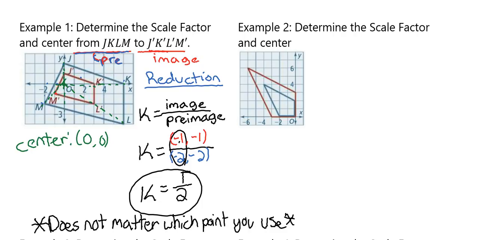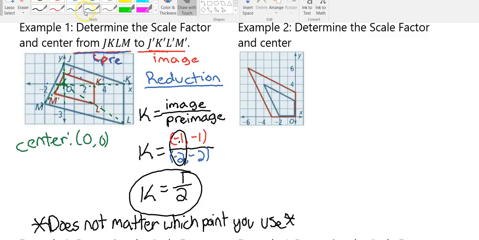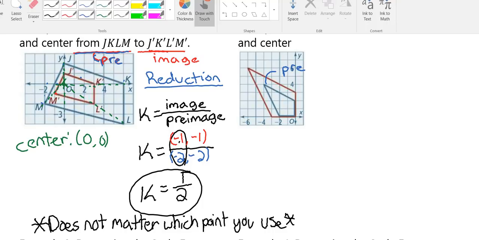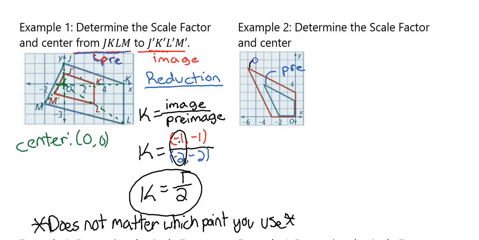All right, looking at number 2. This one doesn't tell us which one is the image and which one is the pre-image, but we're going to assume the color scheme's the same. So I'm going to go with my blue one is my pre-image. So I'm going to put that this is the pre, and that the red one's the image. That didn't change. That was supposed to be red. Okay, so the image is bigger than the pre-image, so the image got bigger. So this is an enlargement.